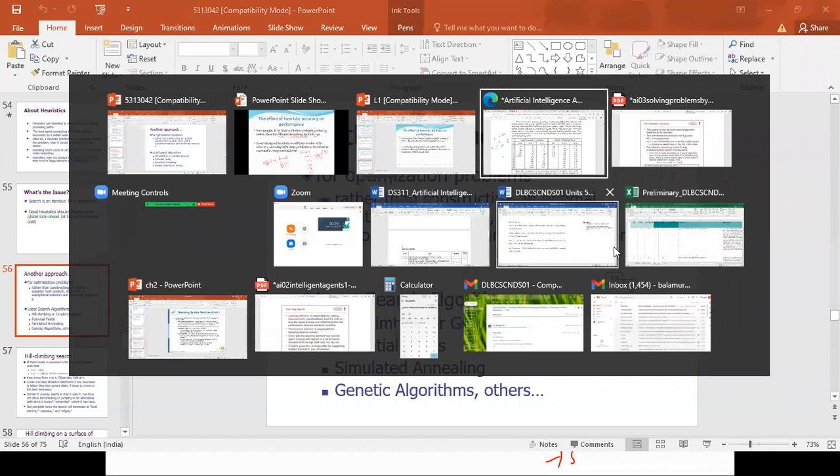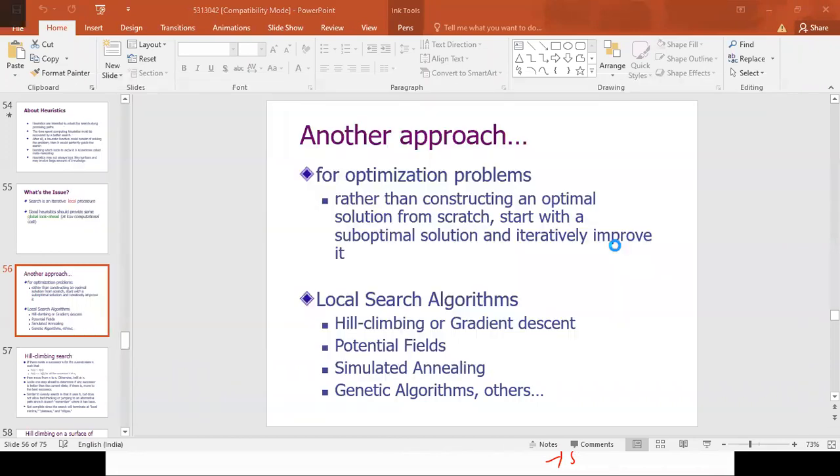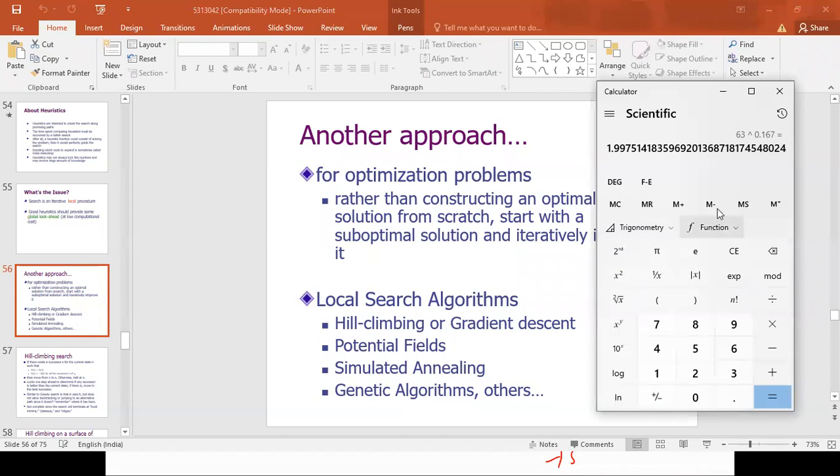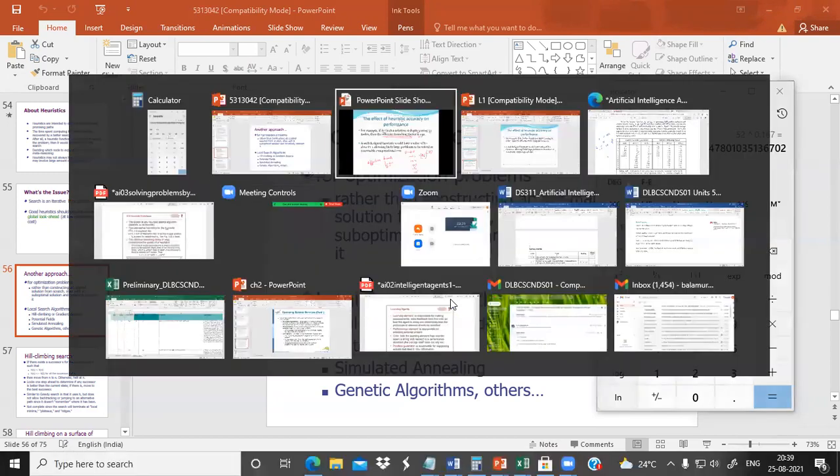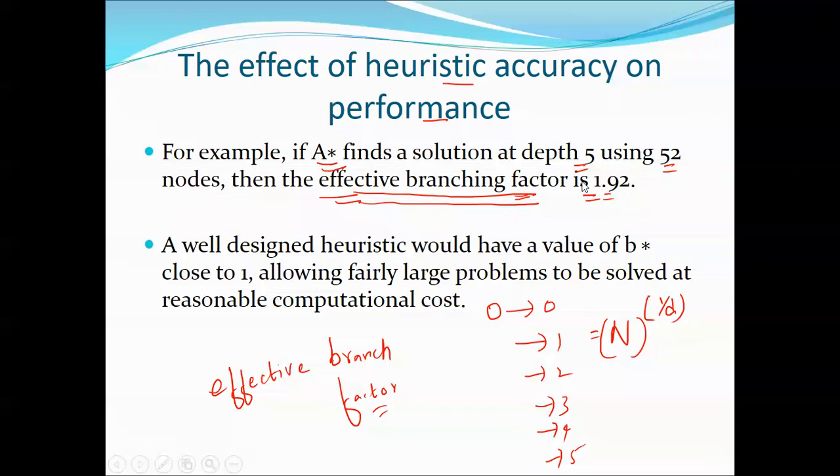Okay, so let us calculate that. So in our case, d is 6, right? Depth is 5, but including the root it becomes 6. So 1 by 6 is 0.167, and n is 52. 52 to the power of 0.167, right? So 1.93 something. So I think there we got 1.92. It's close to that. So that is how we got this branching factor.